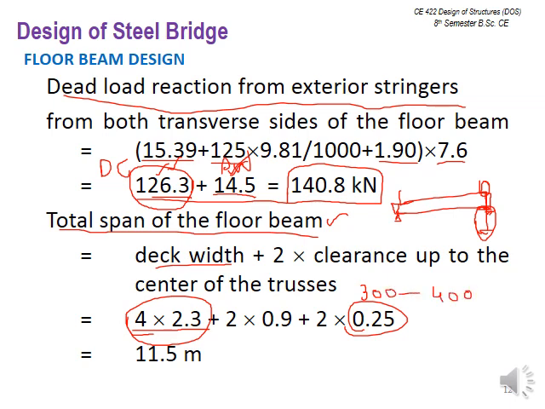If the load is very large and you are expecting the plate girder flange width to be much larger, then you can use 400. But if you are considering reasonable loads and an average width of the plate girder, then you can use 300. But 0.25 or 250 millimeter is not reasonable for a plate girder. For the trusses it is okay, but for the plate girder it's not okay.